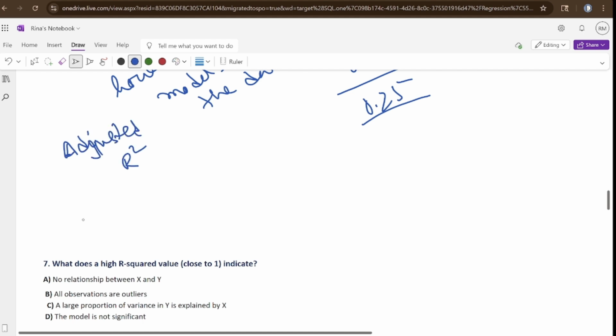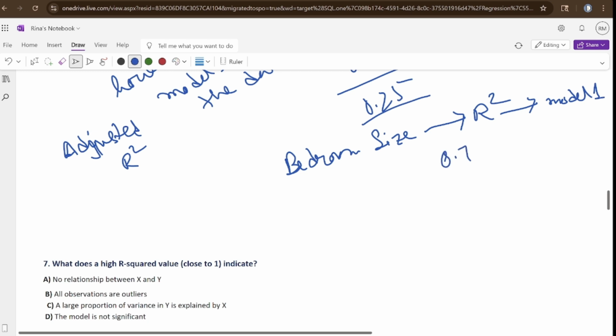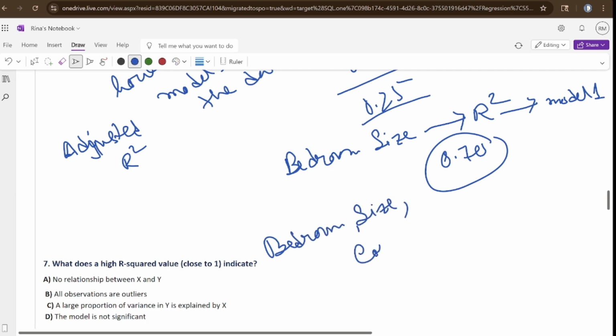Now the problem with the R square is that R square always increases even when you add more predictors which are unnecessary. Let's say you have predictors bedroom and size, and you have calculated the R square for a model, let's say model 1. It has given you R square 0.70. Now you increase the number of variables: bedroom, size, color also. Maybe in reality color doesn't matter that much. But your R square will increase. It will make 0.73 for the second model.